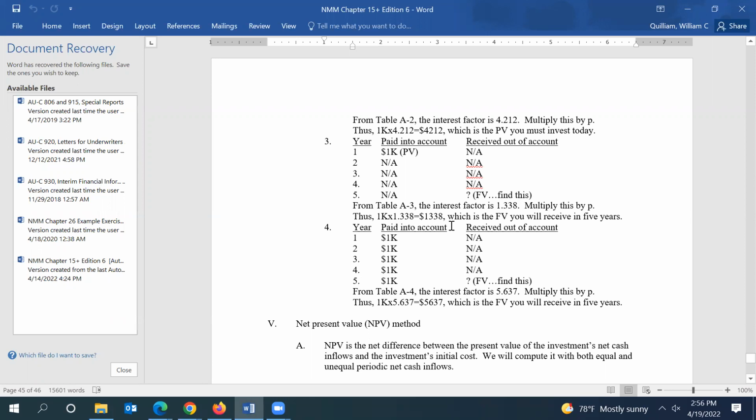Again, that future value is more. Future value right there in that little diagram, 1338. Any questions on it?